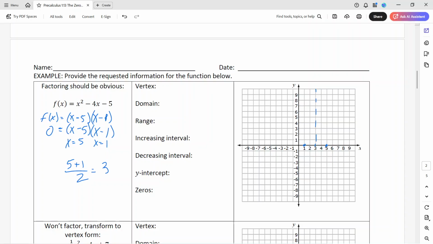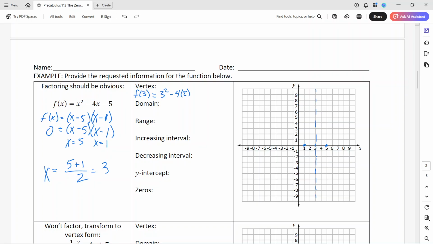Now, since I know the axis of symmetry, I know that the vertex sits on the axis of symmetry, and I've determined that the x value for the axis of symmetry is a 3. So all I have to do is to evaluate f of 3.